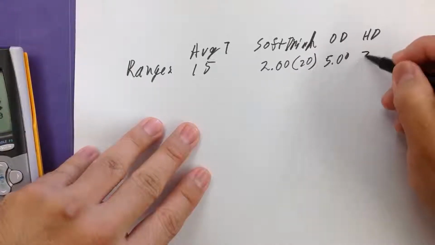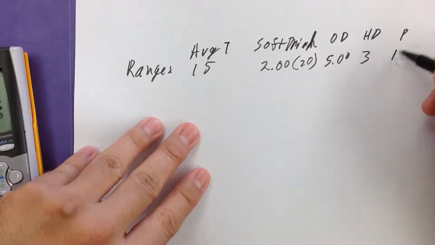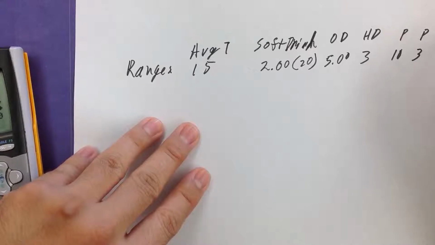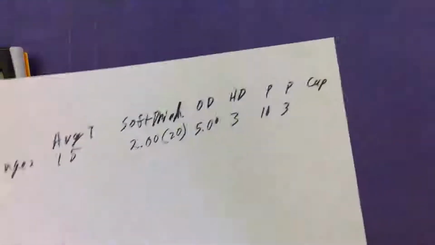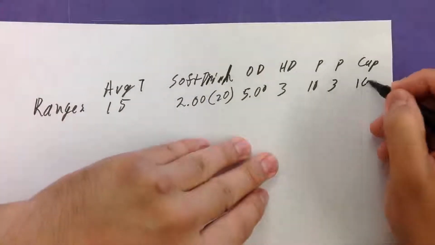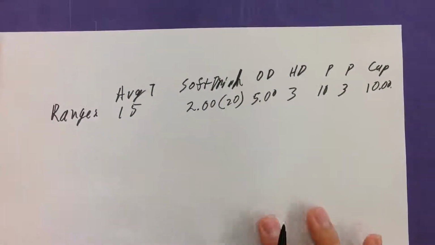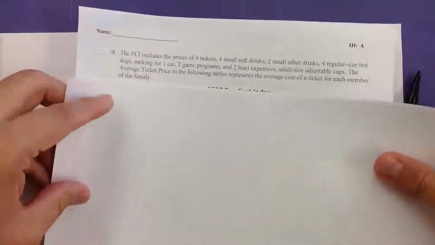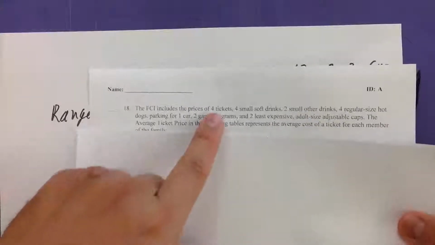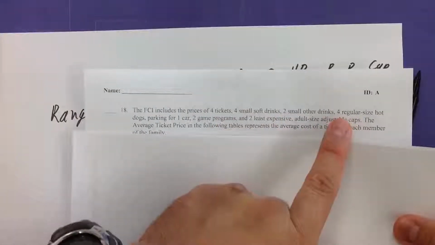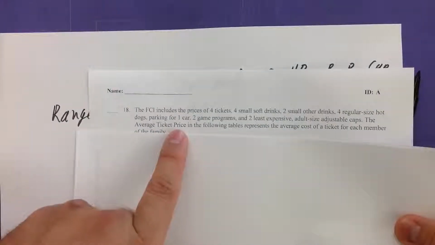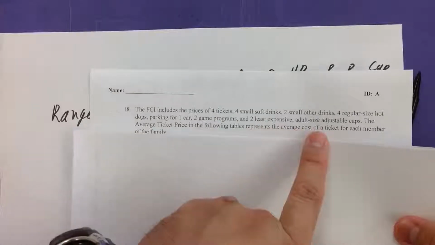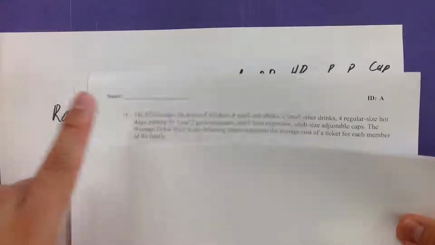Hot dog, that would be like $3. Parking, $10. Program would be like $3. And a cap, finally, would be like, alright, I'm just making a number up here. So right here we have this. Only thing with this is that we have to read a little bit. So we'd have this passage right here. So let's say FCI prices include 4 tickets, 4 soft drinks, 2 adult drinks, 4 adult regular size hot dogs, parking for 1 car, 2 game programs, 2 least expensive adult size adjustable caps, and there we have.